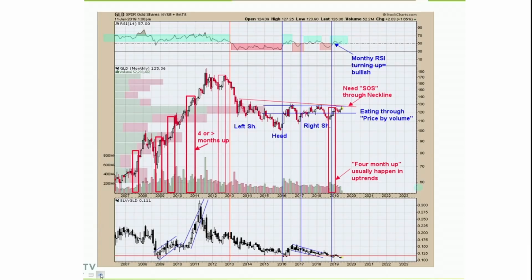We're talking about 120 as we're eating through this area. Actually, here's the silver gold ratio right at the bottom. In 2009, we got the silver gold ratio at an extremely low level. That actually came at the 2008 low. And here it is again in 2016, which was a major low in gold. And it turned up, and we've been sitting here, silver gold ratio.